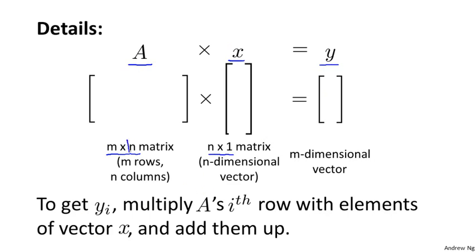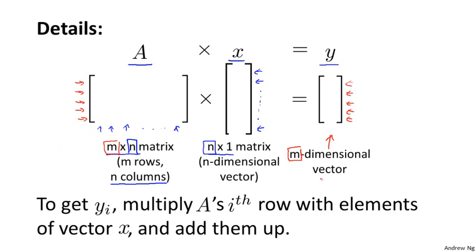It turns out this n here has to match this n here. In other words, the number of columns in this matrix, there are going to be n columns, has to match the number of rows here, or the dimension of this vector. And the result of this product is going to be an m dimensional vector y. In other words, the number of rows in y, m, is going to be equal to the number of rows in this matrix A.